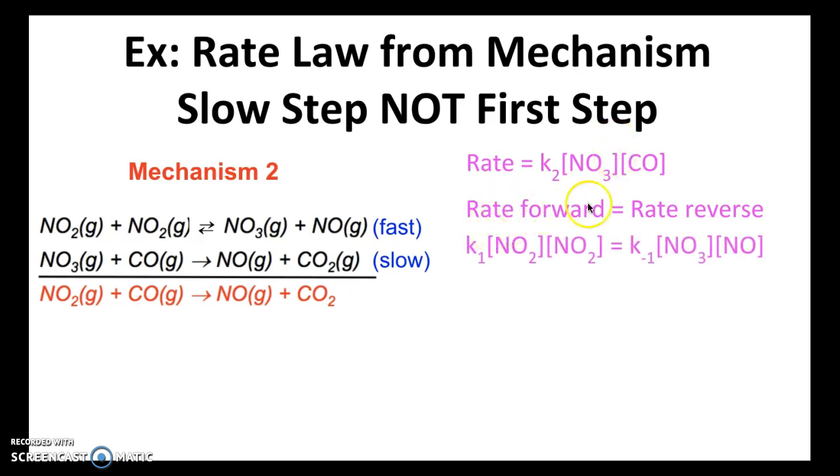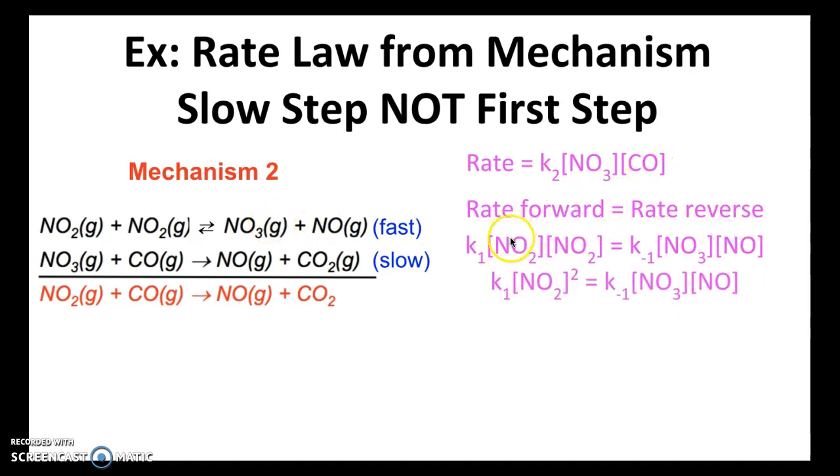We're going to set the rate of the forward equal to the rate of the reverse. For the forward reaction, it's going to be K1, 1 just being the first step, times concentration of NO2 times concentration of NO2. We'll simplify that in a moment. For the reverse reaction, the NO3 and NO are the reactants. So it's going to be K minus 1, minus just implying it's the reverse of the first step, times concentration of NO3 times concentration of NO. And again, we're using these because these are the reactants of the reverse reaction.